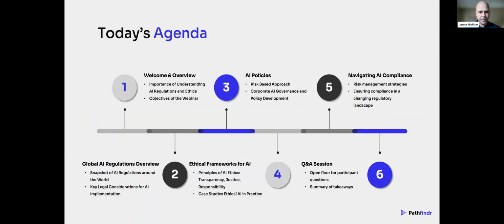So today, we're going to give you a bit of an overview. We're going to go through global regulations at the moment, including things that happened last night. It's a very hot area at the moment. It's changing every single day. We're going to talk about creating AI policies, risk-based approaches, corporate frameworks. We're also going to be going into ethical frameworks for AI, navigating AI compliance, and then also an open session for hopefully the last 15 minutes to do Q&A.